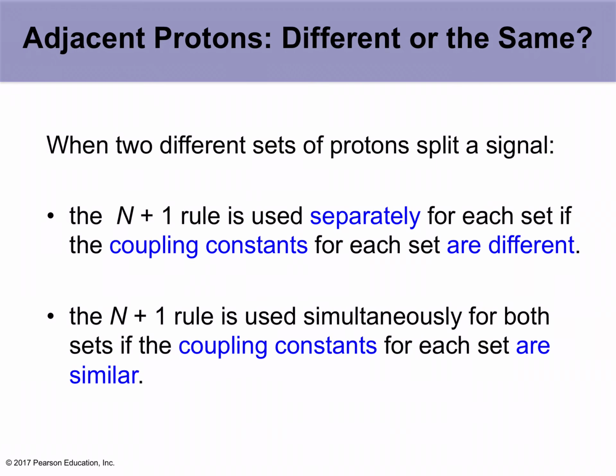Adjacent protons, different or the same. When two different sets of protons split a signal, the n+1 rule is used separately for each set if the coupling constants for each set are different. The n+1 rule is used simultaneously for both sets if the coupling constants for each set are similar.